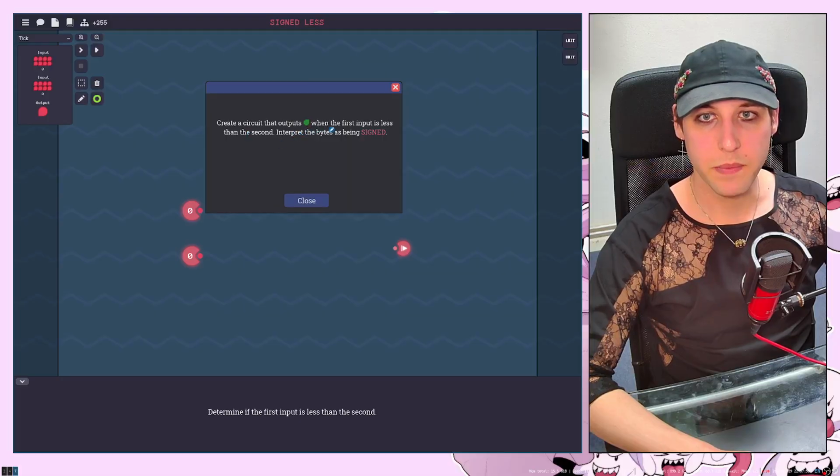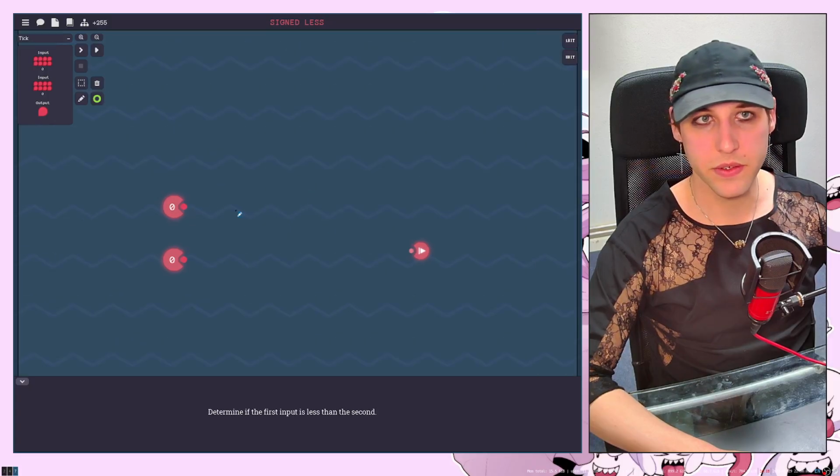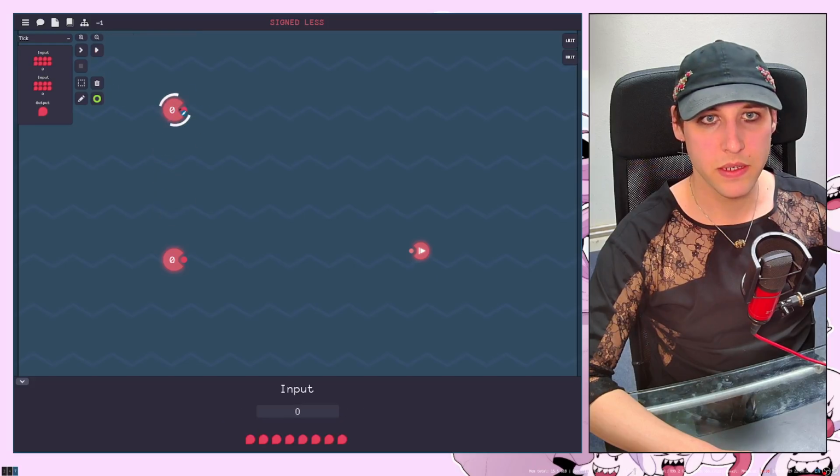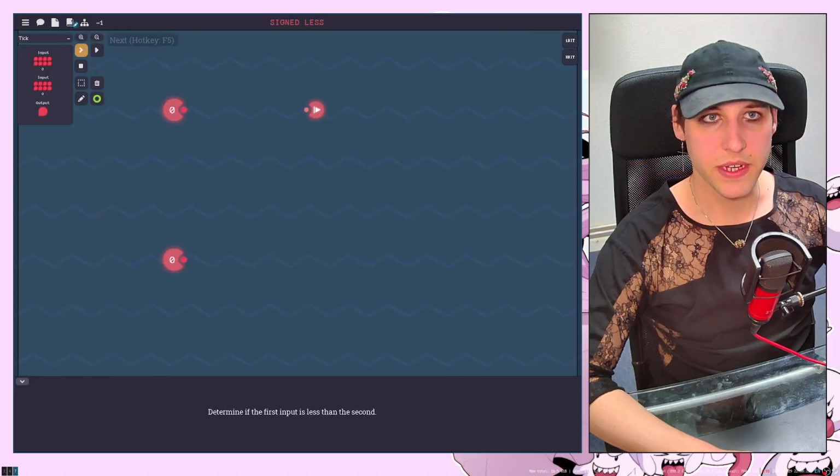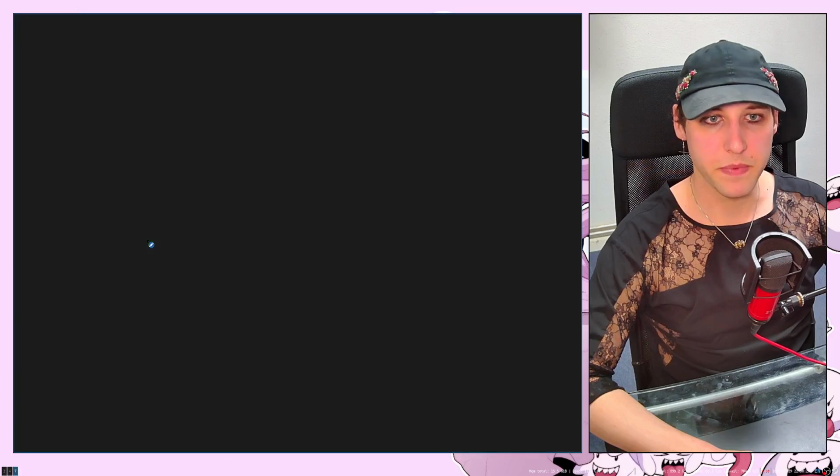Create a circuit that outputs when the first input is less than the second. Interpret the byte as being signed. Alright, we are going to do signed less. And yeah, it's going to be very similar solution to unsigned less.